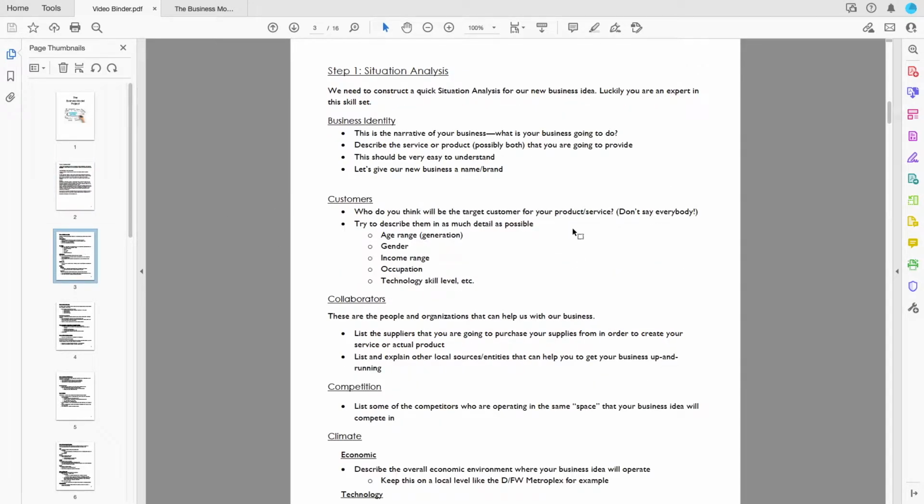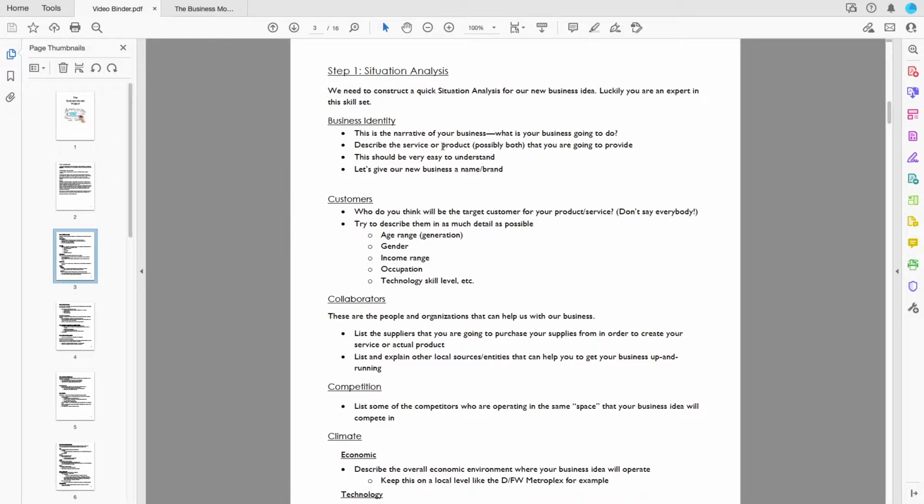So that has always been the premise of how I've broken that down. Here are your instructions, and again, these are the steps. As you write your business model, these are your headings. So you'll go step 1, situation analysis. You're going to conduct that quick situation analysis for that new business idea. The first step is your business identity, the narrative of your business. What is it going to do? There is no need to rewrite my instructions. You'll just put business identity.